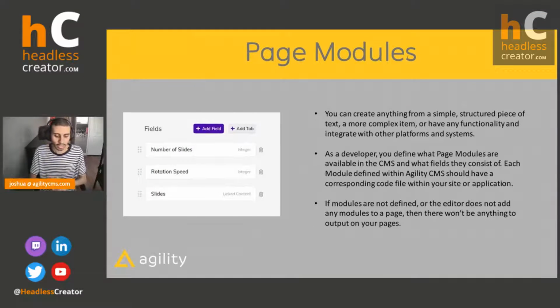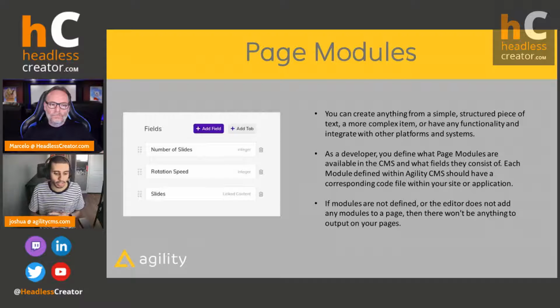Here you can see I have a sample carousel module, and it has a number of slides field, a rotation speed field, and a field for the slides themselves. Now we're going to jump into the actual content manager, and I'll show you how to create page templates and page modules, and then we'll dive into some code.